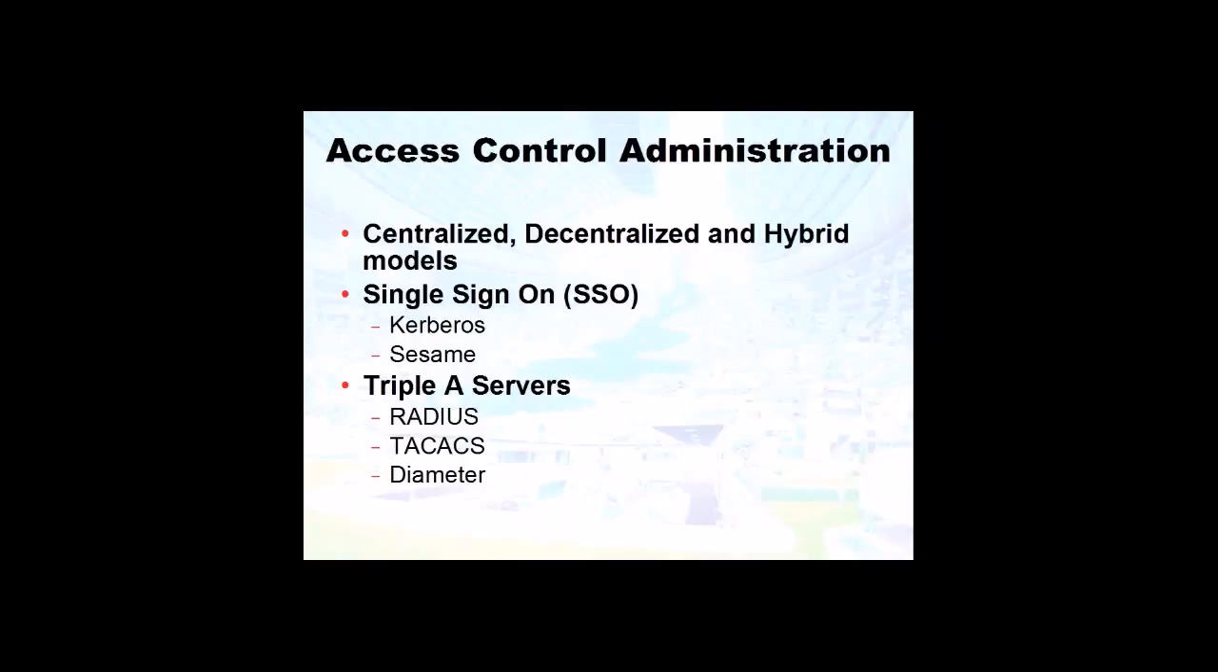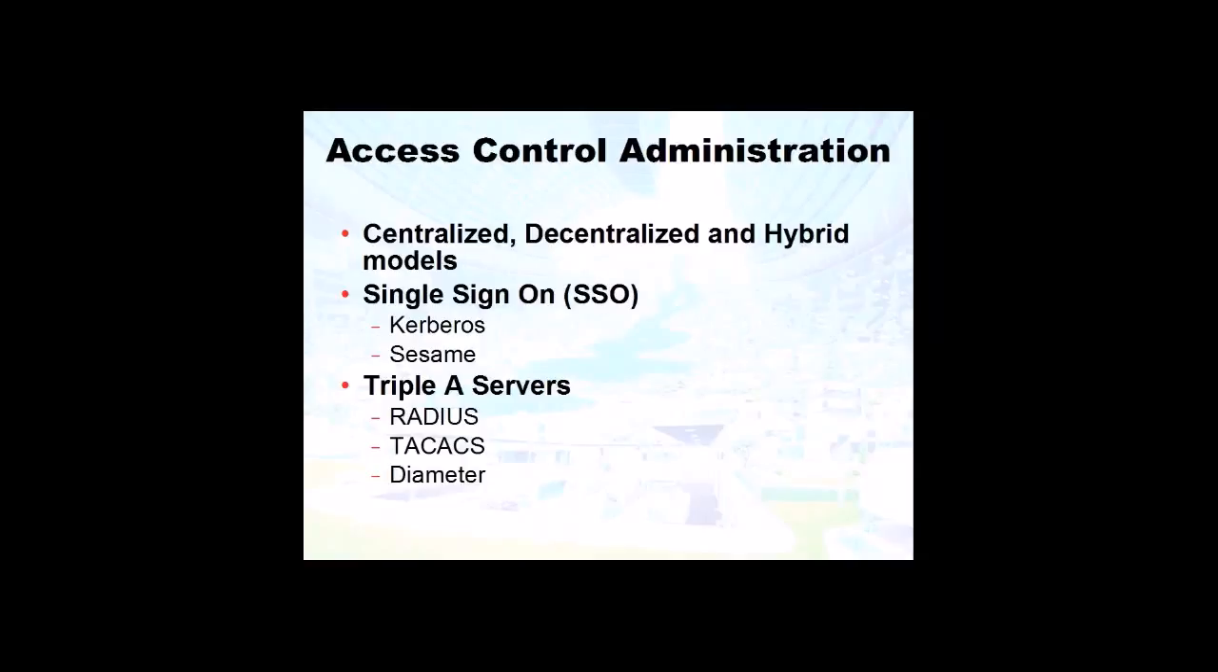Radius can control not just authentication, it can also, as we saw in WPA2 in enterprise mode, set up the encryption at layer 2. Kerberos and Diameter can set it up at layer 4.